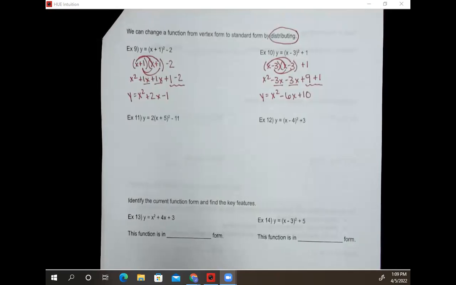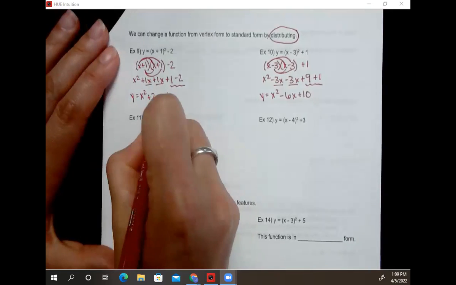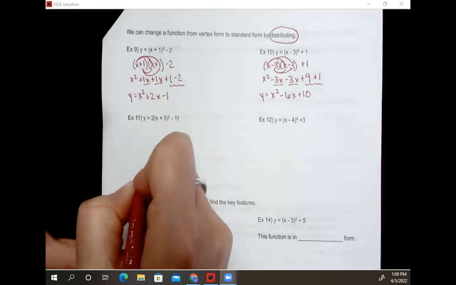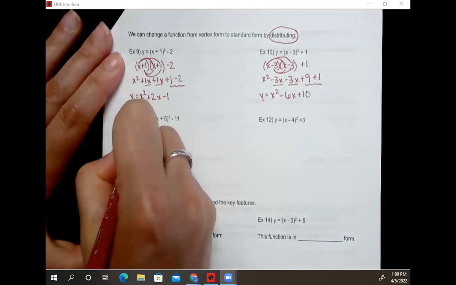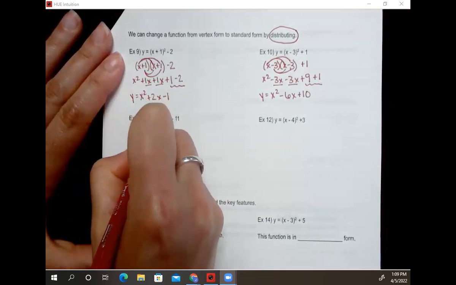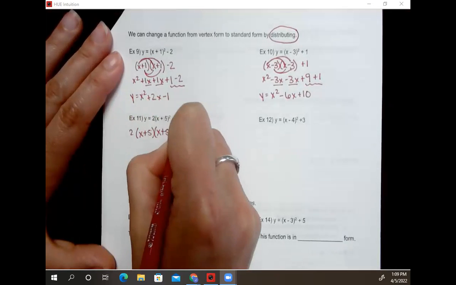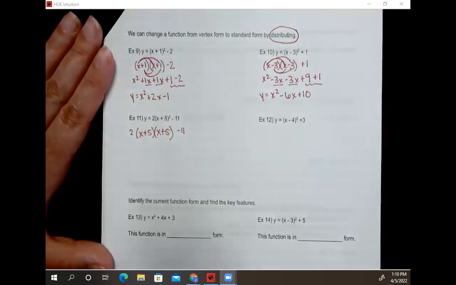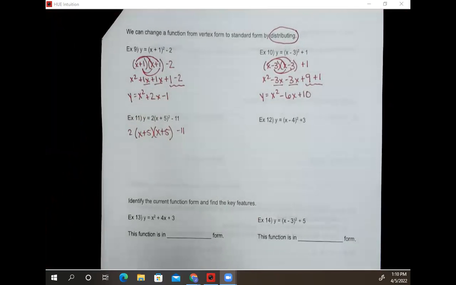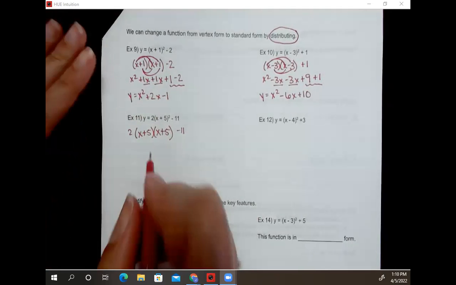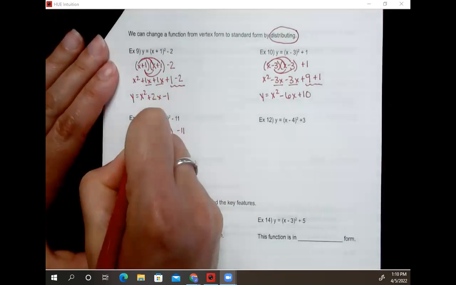I want you to start this the same way that we started 9 and 10. So I'm going to start by rewriting the squared part. Okay, so I've got 2 times x plus 5 times x plus 5. Write the squared thing twice, and then that minus 11 at the end. And then again, I'm going to distribute the stuff in parentheses. I'm doing this exactly the same way we did the last couple of examples. I'm going to start by multiplying these two together.